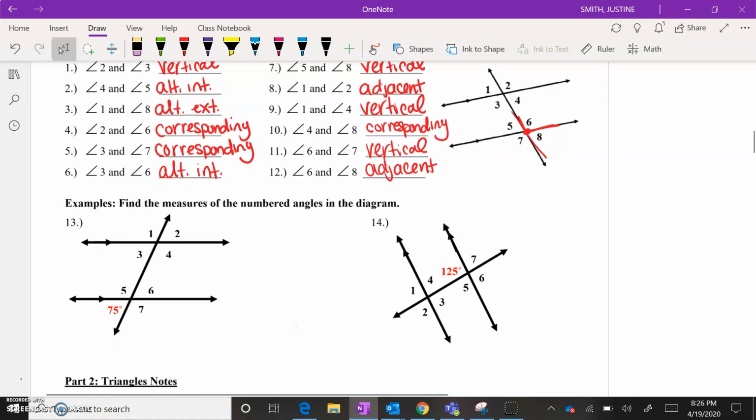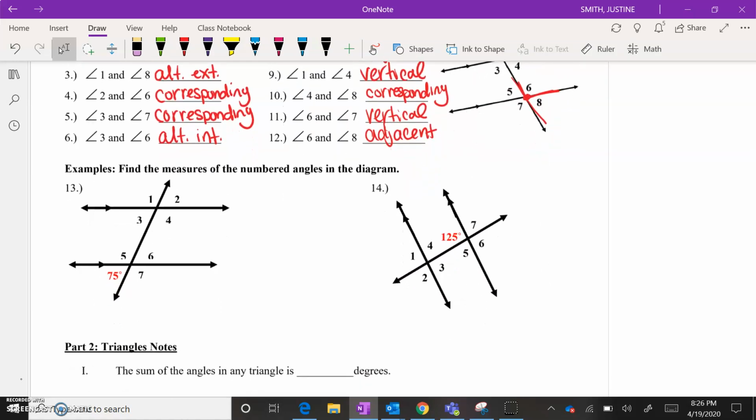All right, so this next part says find the measure of the numbered angles in the diagram. So we talked about the different types of angles that were congruent and equal in measurement. So there's a lot of different ways that you could do this. So for example, for number 13, I could say, okay, this angle that's 75 degrees here and angle 3 are corresponding. So because the transversal cuts the two parallel lines, I know that angle 3 has to be congruent to its corresponding angle of 75.